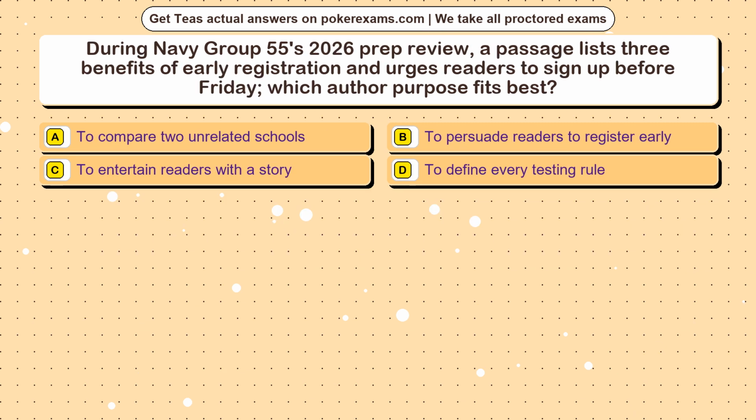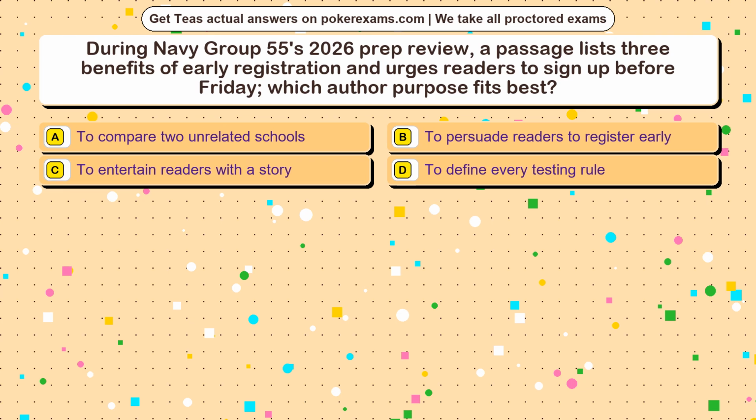Question 3. During Navy Group 55's 2026 prep review, a passage lists 3 benefits of early registration and urges readers to sign up before Friday. Which author purpose fits best? Option A. To compare 2 unrelated schools. Option B. To persuade readers to register early. Option C. To entertain readers with a story. Option D. To define every testing rule.